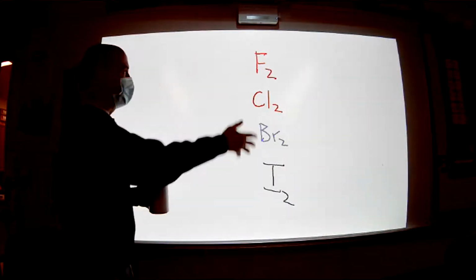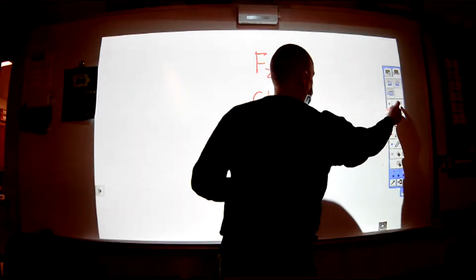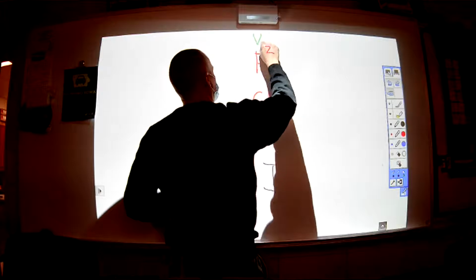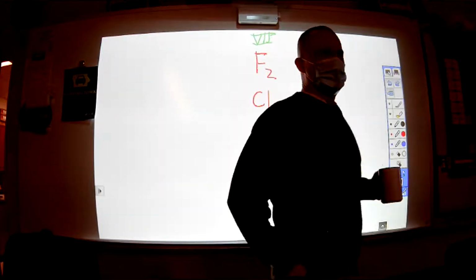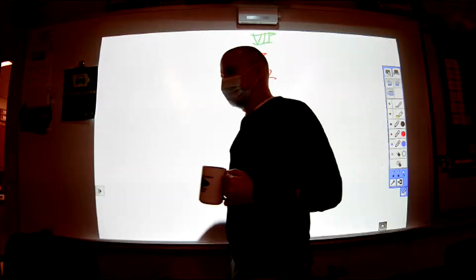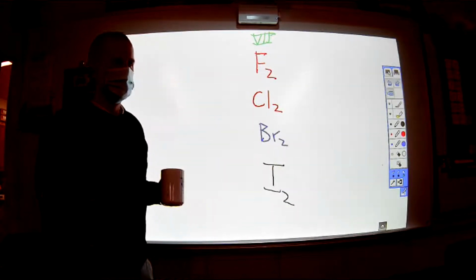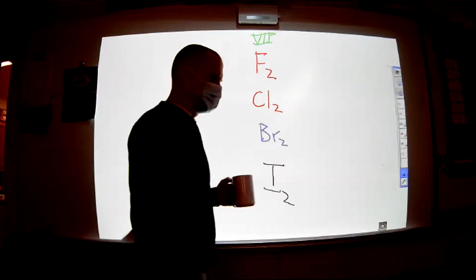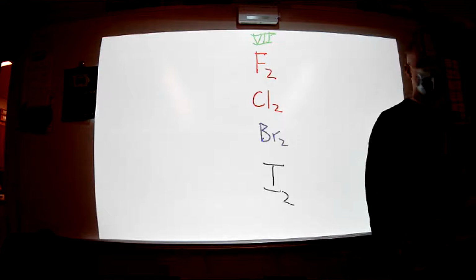Yet these are all in Roman 7. They are all in the same family. This is our halogens right here. And we now have the capacity to explain this. And how great that must feel.